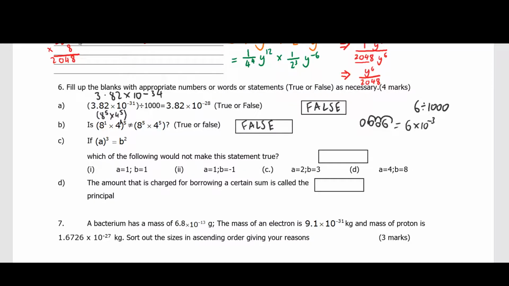If a all to the power of 3 equals b squared, which of the following would not make this statement true? So 1 cubed is equal to 1 squared. That's true. Is 1 cubed equal to negative 1 squared?